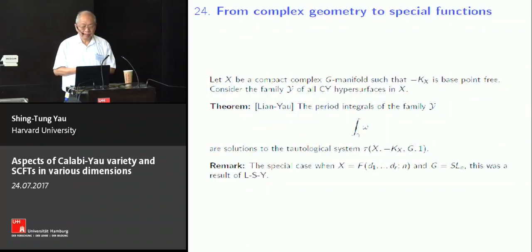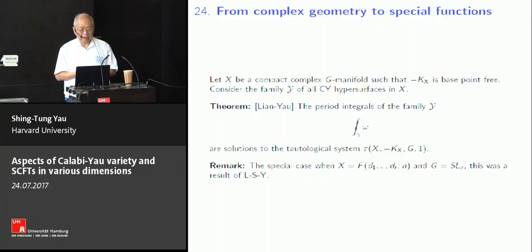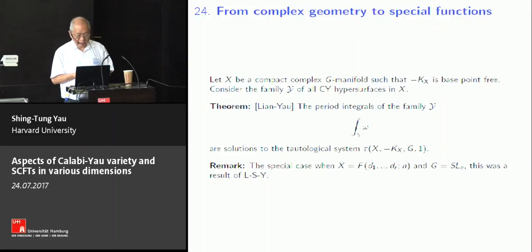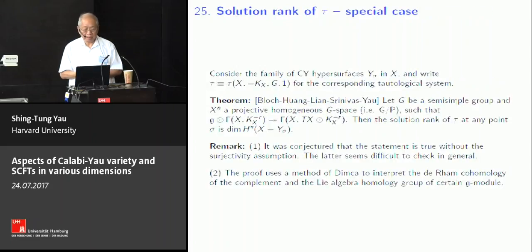So the period integral, we proved that the period integral of the family is actually a solution to this tautological system. So given any compact G manifold such that minus K_X, the anticanonical bundle, is base-point free, then we prove that it is finite dimensional, and it satisfies the tautological system. So this is useful to know.